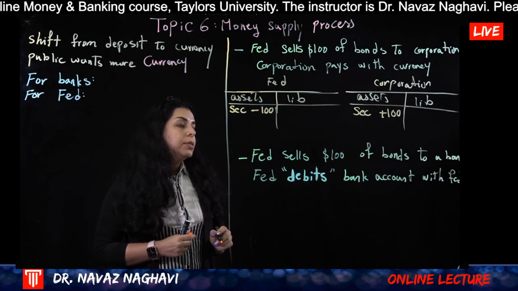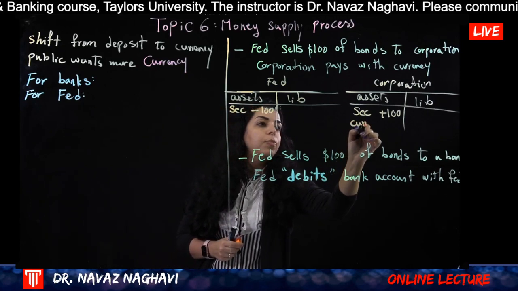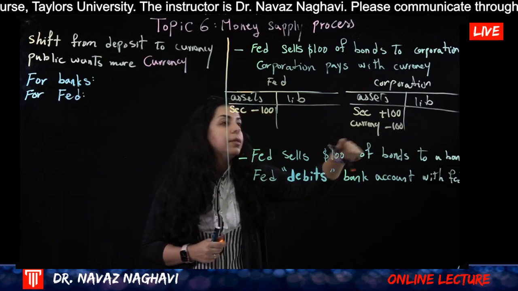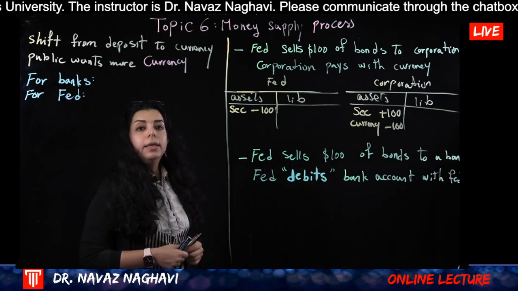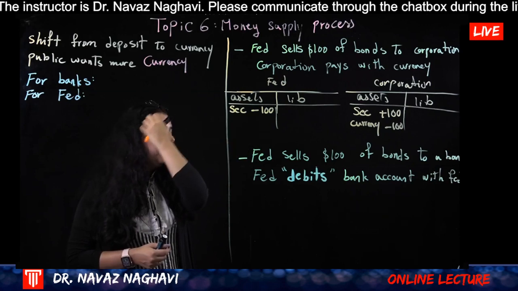And then the corporation is paying with currency. So it means that the currency of the corporation is decreasing by 100 units. Again here, there is no change in the assets of the corporation, only the type of the asset has changed. But how about for the Fed?